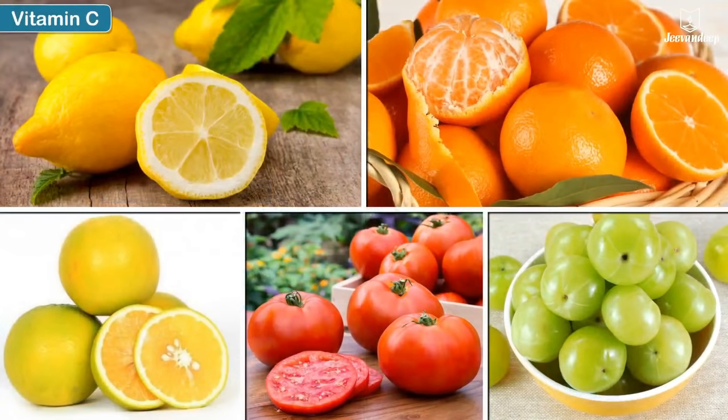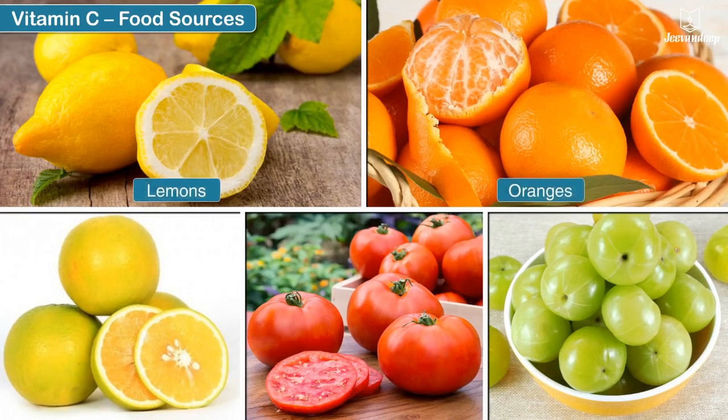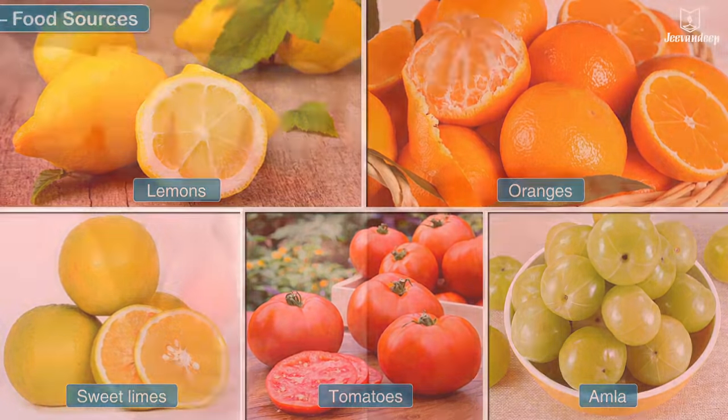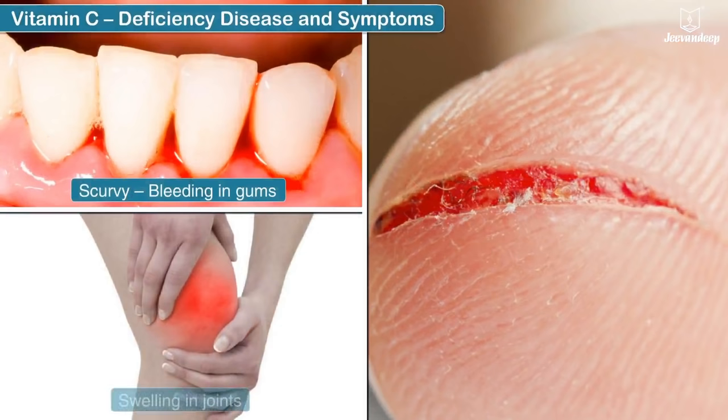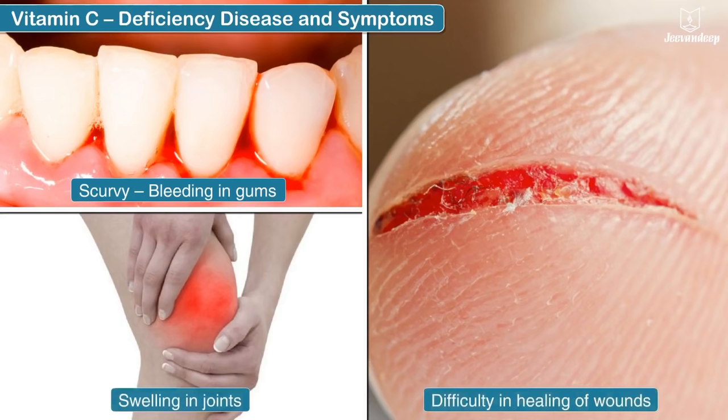Vitamin C. Food sources: citrus fruits like lemons, oranges, sweet limes, tomatoes, etc. Deficiency disease and symptoms: scurvy, bleeding in gums, and swelling in joints. Difficulty in healing of wounds.